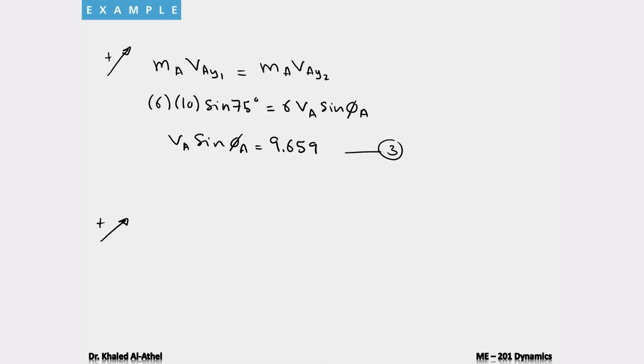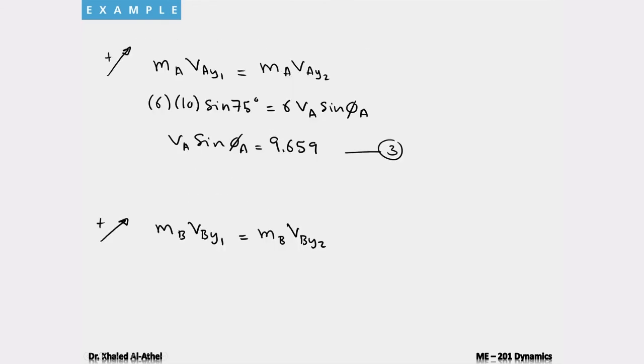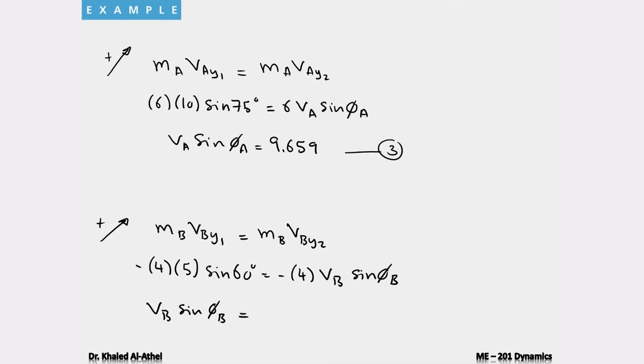And for B, I can do the same thing. MB VBy1 should equal MB VBy2. And for VB, both initial and final velocities both are in the negative y component. So this will give me minus 4, which is the mass, 5, which is the velocity, and the angle is 60. So sine 60 should equal minus 4 times VB sine phi B. And this will give me that VB sine phi B should equal 4.33. And this is my fourth equation.